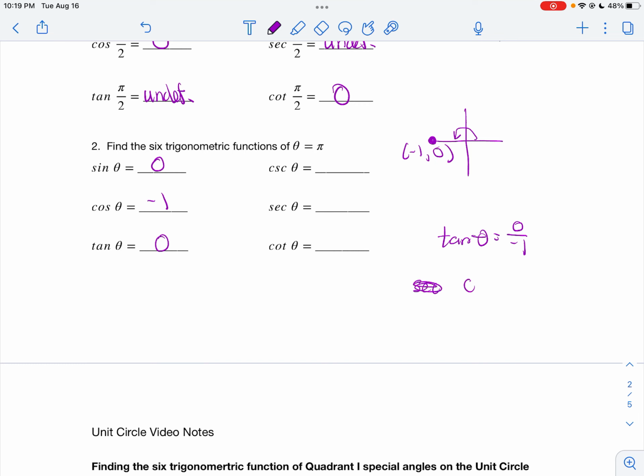Cosecant, let me not do it in order. Cosecant of theta is going to be 1 over sine, which is 1 over y. 1 over 0 is undefined. Secant of theta is 1 over cosine of theta, so that's 1 over -1, which is -1. And cotangent of theta is x divided by y. -1 divided by 0 is undefined.